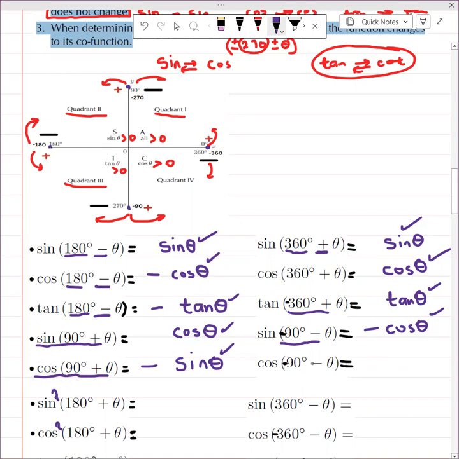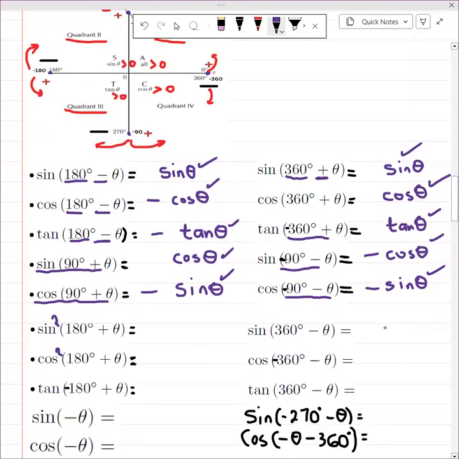Now let's do this one. Remember this we said is in the third quadrant. Cos is also negative in the third quadrant. Because of 90, the cos will change to sine theta. All right. Let's move on.